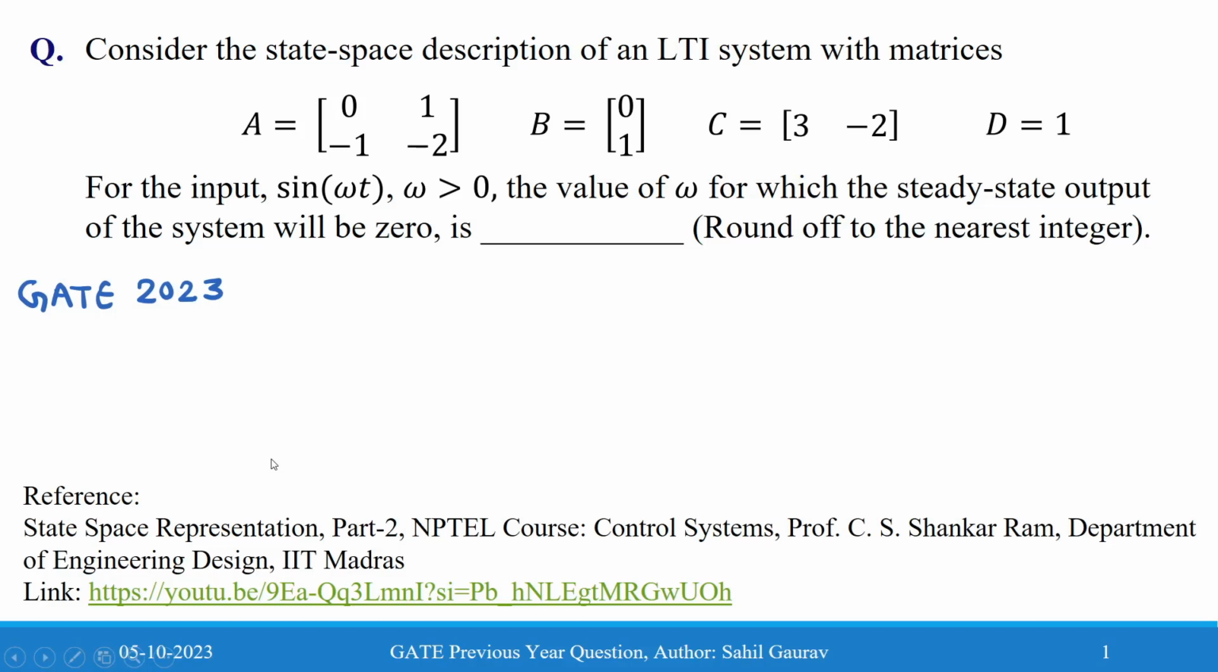Everyone, this problem has been asked in GATE 2023 and relates to the control systems subject. The problem says: consider the state space description of an LTI system with matrices A equal to [0 1; -1 -2], B is [0; 1], C is [3 -2], D is 1. For the input sin omega t, where omega is greater than 0, the value of omega for which the steady state output of the system will be 0 is, and the answer should be rounded to the nearest integer.